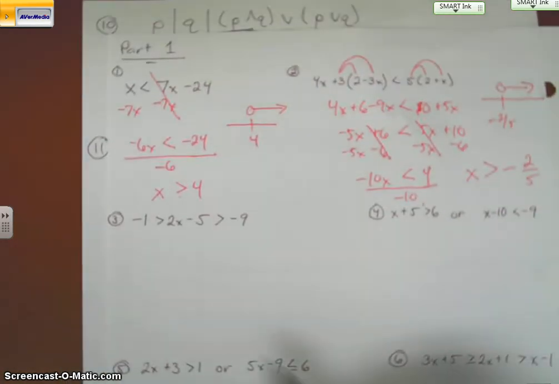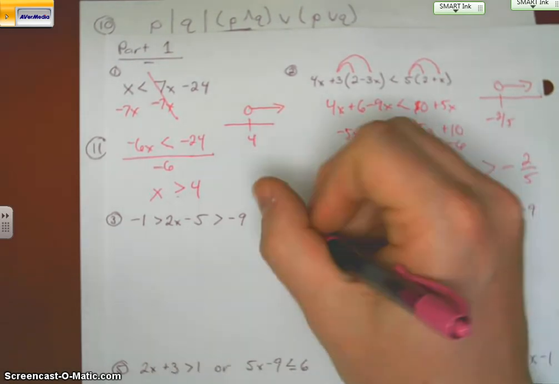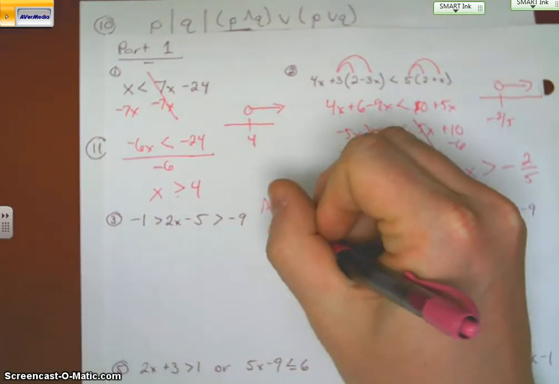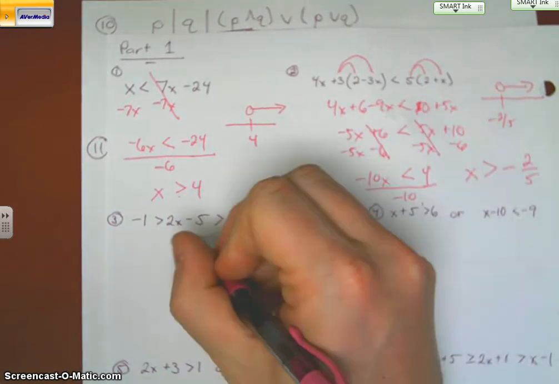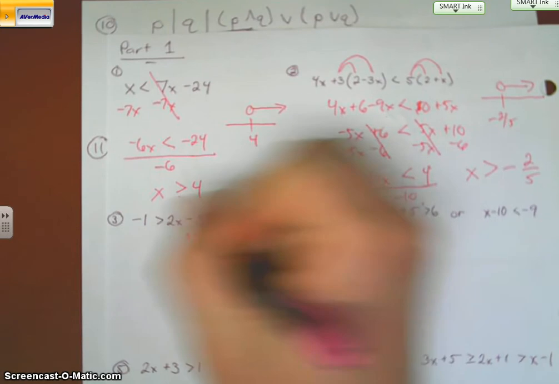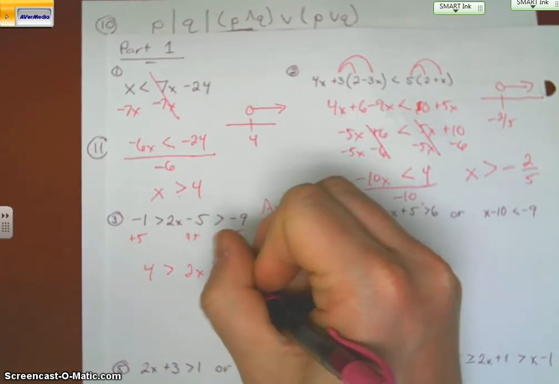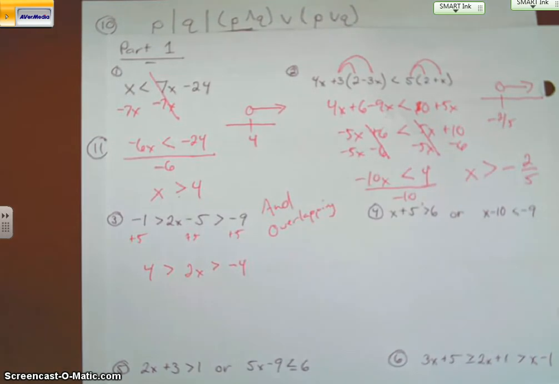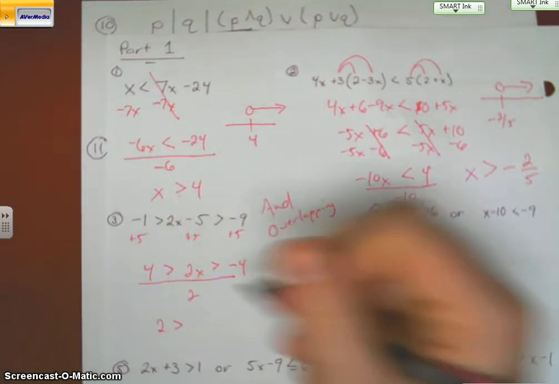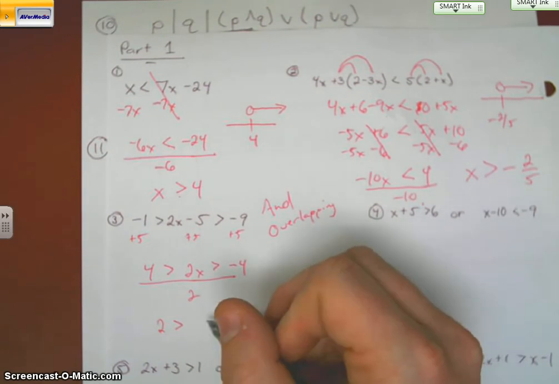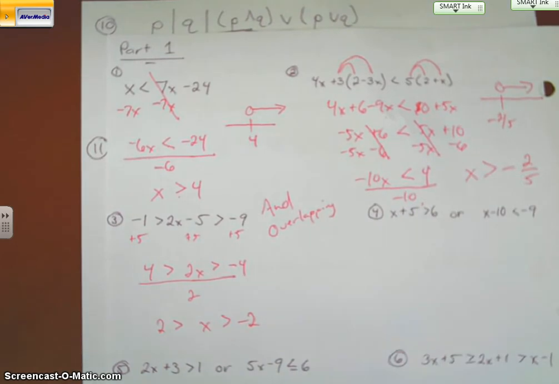Number 3, we're going to be starting to get into compound inequalities. This particular one is an AND. So we are looking for overlapping. So let's add 5. We end up with 4 is greater than 2x, which is greater than negative 4. Divide by 2. 2 is greater than x, which is greater than negative 2.